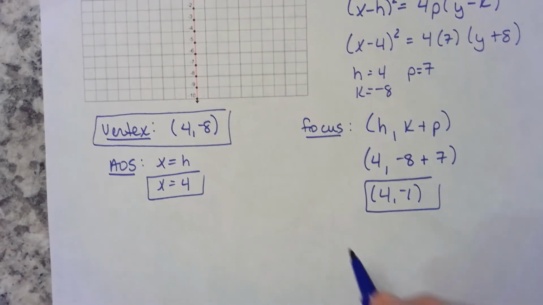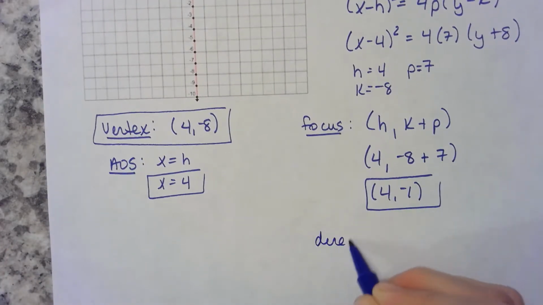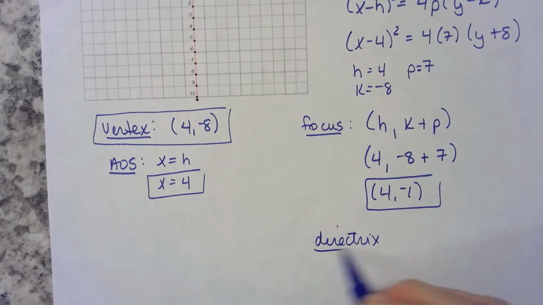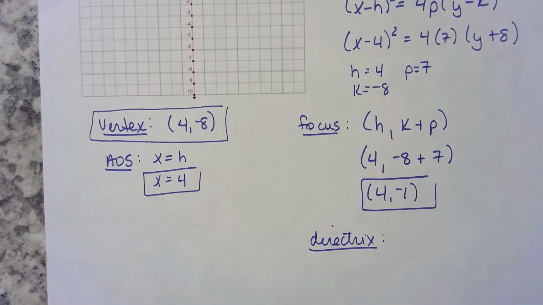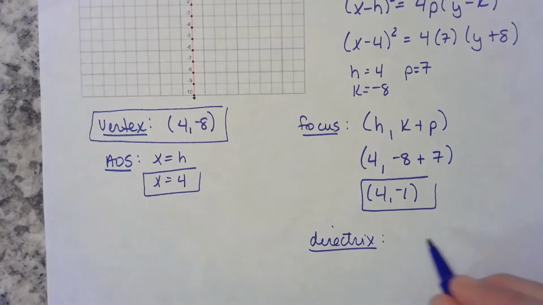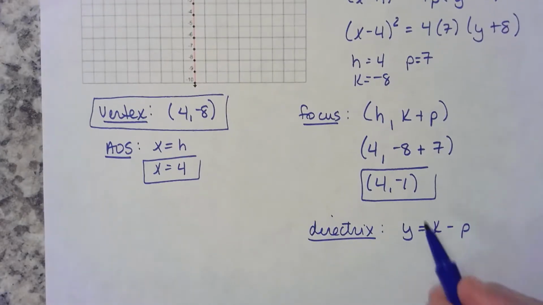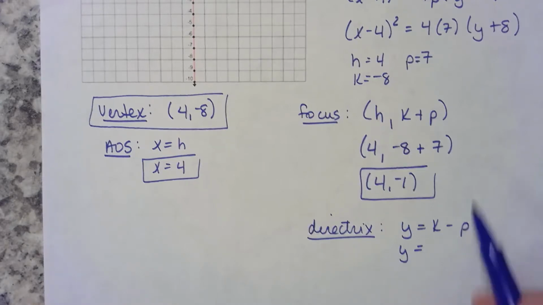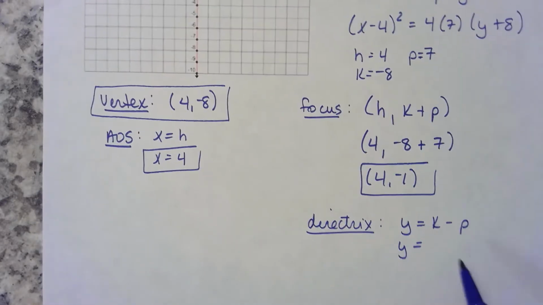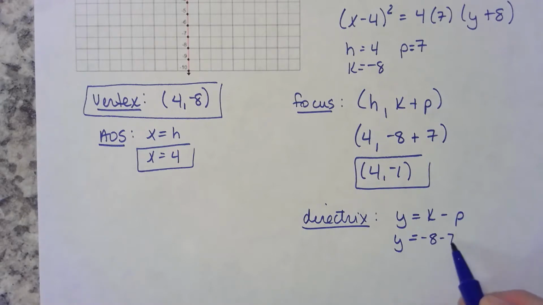We're looking for the directrix. The directrix is going to be y equals k minus p. So y is equal to negative 8 minus 7. y is equal to negative 15.